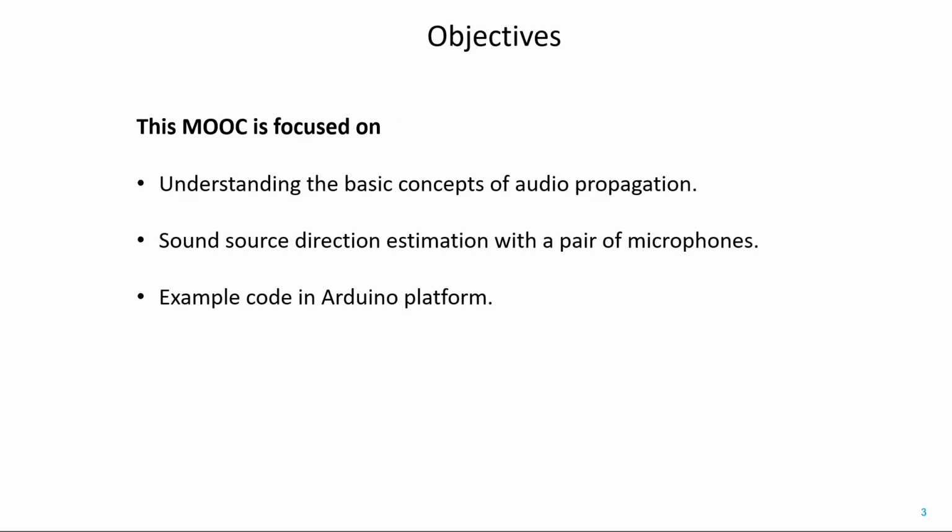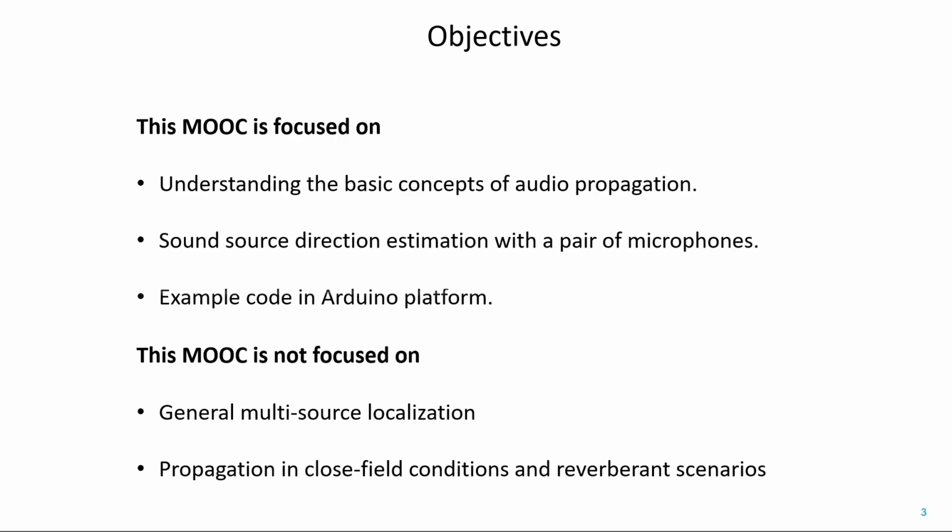Let's clarify the objectives of this tutorial. The first objective is to understand the basic concepts of audio propagation. How does sound travel, in fact? The second objective is to estimate the direction of a sound source using a pair of microphones. This is the core DOA technique we'll explore. And finally, we will provide an example code using the Arduino platform, specifically for the ESP32 microcontroller that we have in our Ruby board.